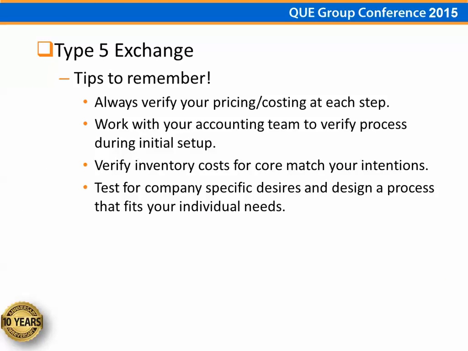Things to remember for the Type 5. Always verify your pricing and your costing at each step. Work with your accounting team and your admin team to set up a process for your initial setup. Verify your costs and your core, and test your company-specific desires and design a process that fits your individual needs. I think Paul had mentioned before that the lot module can override this, so really make sure you do test if you have predetermined costing set up. These can work different and be tricky for you.